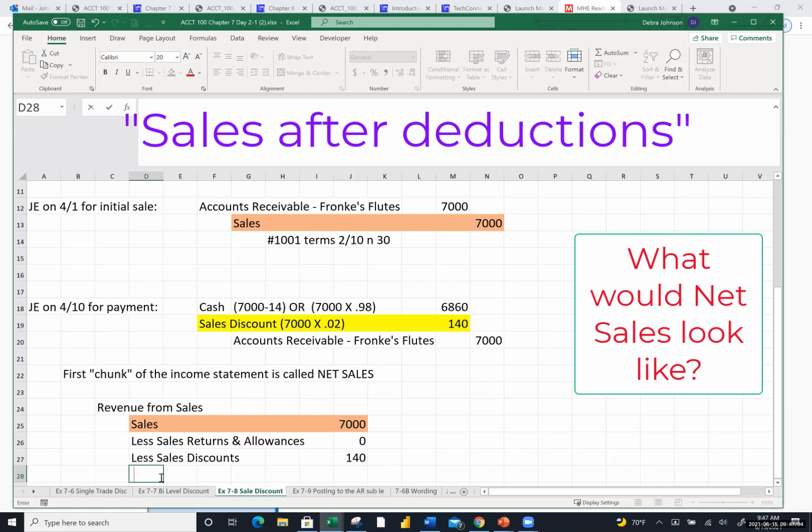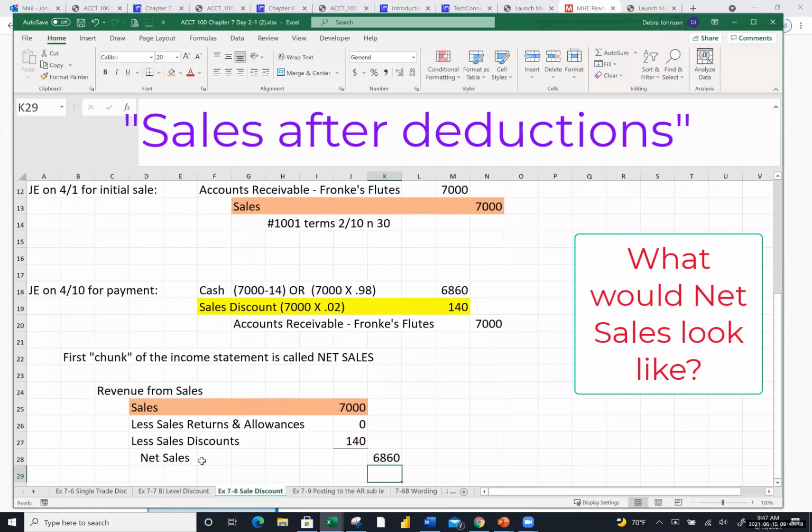And so our last line, the first chunk of our income statement, would show the net sales, literally meaning sales after deductions. It'd be 7,000 minus that 140. That would be the first chunk of your income statement.